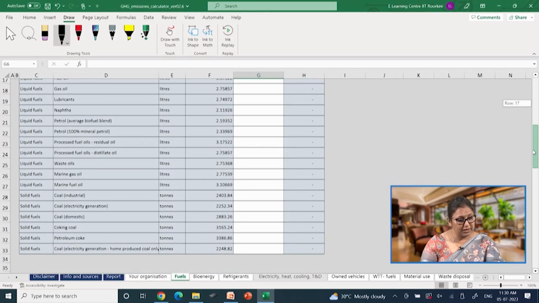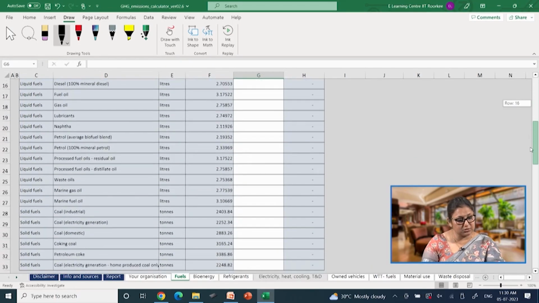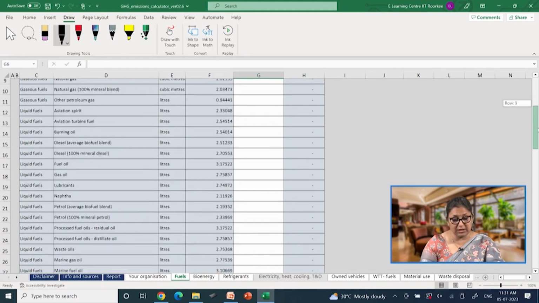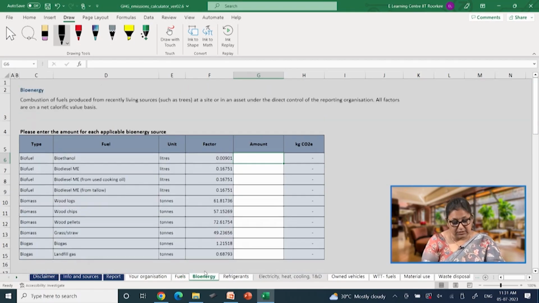They have already given a lot of options: gaseous fuels, liquid fuels, solid fuels, and all the possibilities that are there along with their conversion factors. We just have to mention the amount that has been consumed for whatever year you want to do it, for baseline year or reporting year. We mention that and we get the equivalent carbon dioxide emissions. The second tab is for bioenergy.